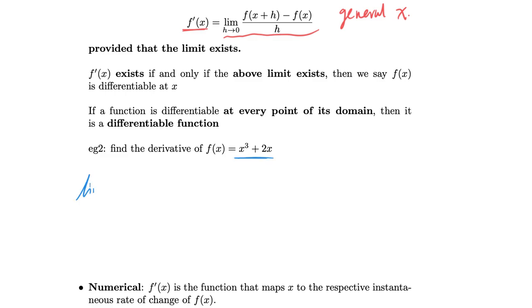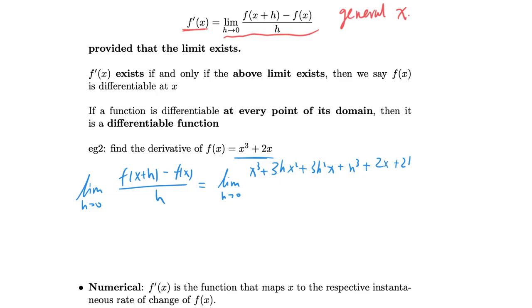So the derivative is equal to the limit as h approaches 0 of f of x plus h minus f of x over h. And this is going to be equal to the limit of h to 0 of, so we're just going to directly plug this in. This is going to be and expand. This is going to be this plus h cubed plus 2x plus 2h. This is f of x plus h. And we're going to minus f of x. That's going to be this. And then we're going to take this whole thing over h.